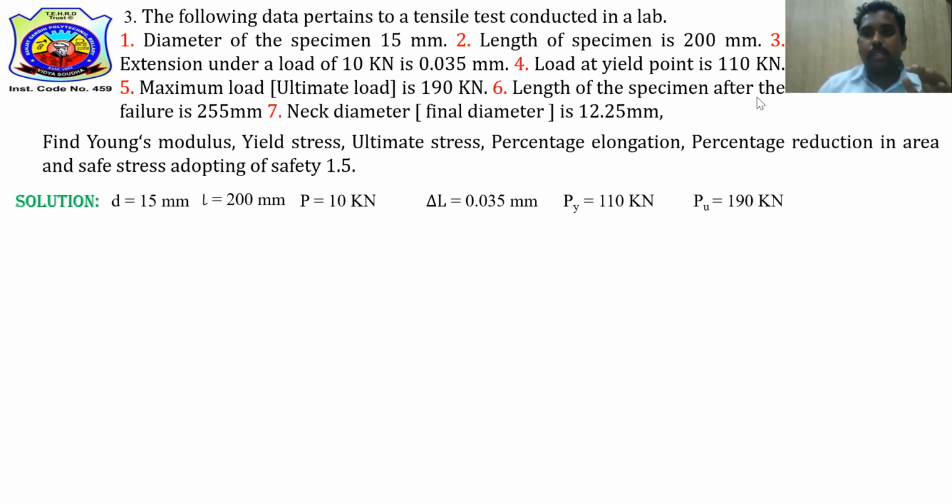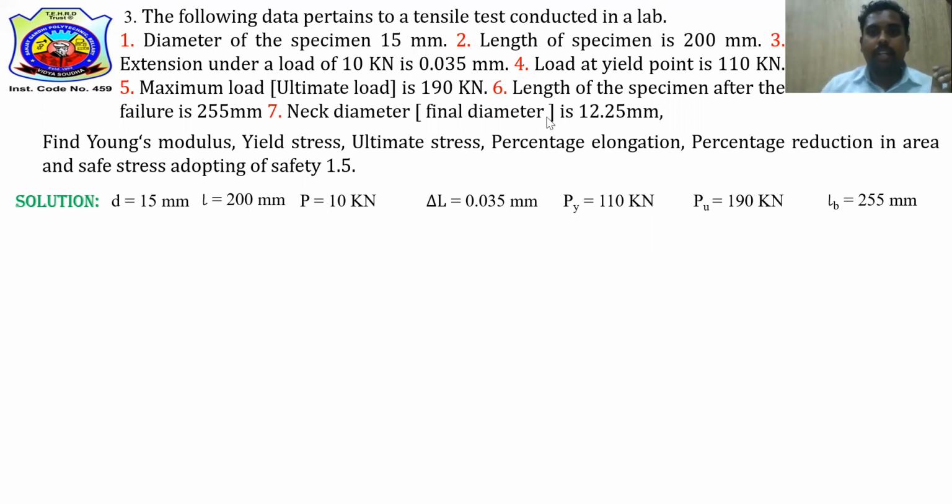Well, length of the specimen after the failure. After failure, that is nothing but final length, students. Failure is nothing but breakage, so I will call it LB. If I write L, it is the initial length. Here I am supposed to write the final length, so that is why I will use the term LB. L is length, B is final. Instead of writing F for final, I'll write B because it's a breaking point. LB is final length. This is 255 mm.